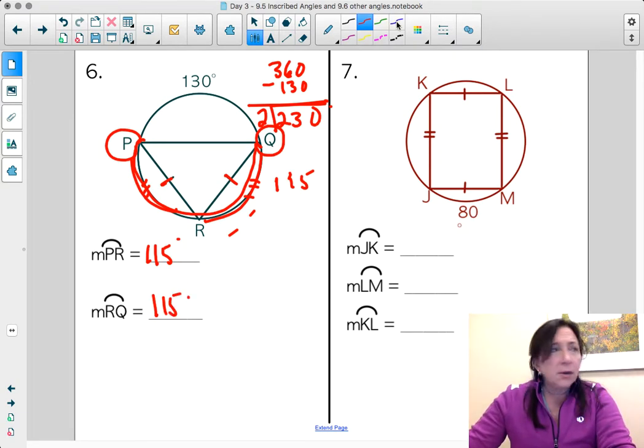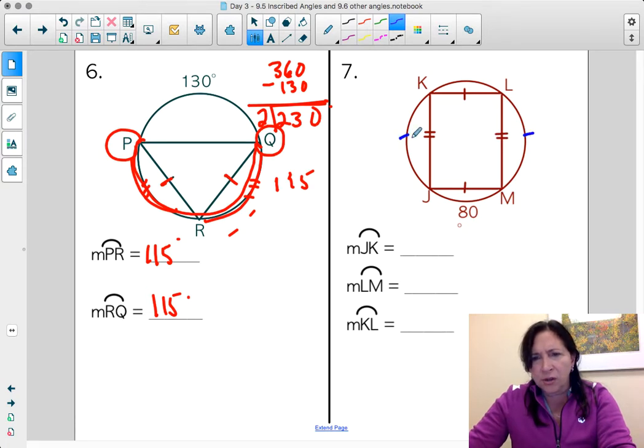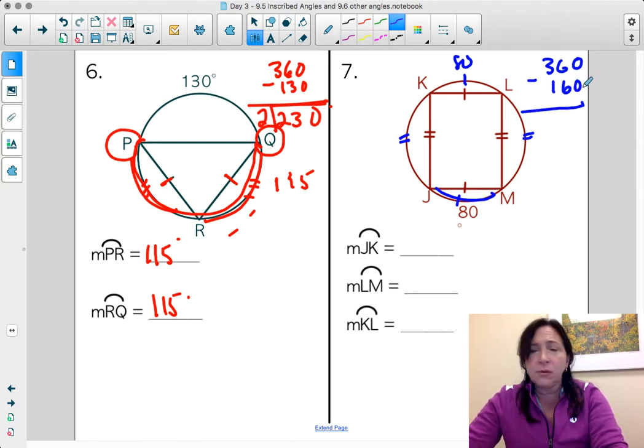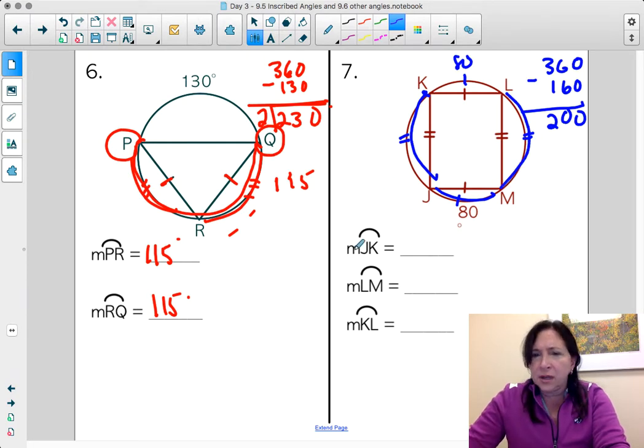For this problem here, you know that the sides are congruent. If these chords are congruent, that means the arcs are congruent. If the chord's congruent, the arc's congruent. So that means if this is 80, this is also 80 degrees. And if all the way around my circle is 360 degrees, I'm going to take out the 2 arcs that I have, which is 160, 80 times 2, and I get 200 degrees. So that means this arc here and this arc here are both 100. So JK is 100 degrees, LM is 100 degrees, and KL, that one, is 80 degrees.